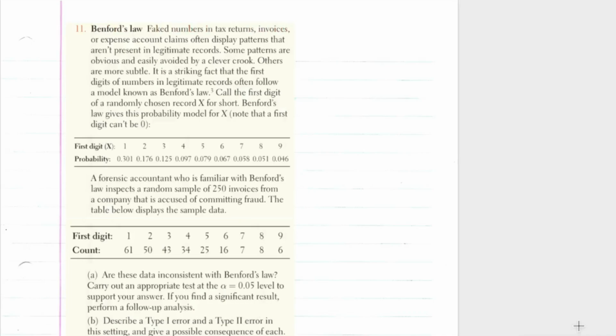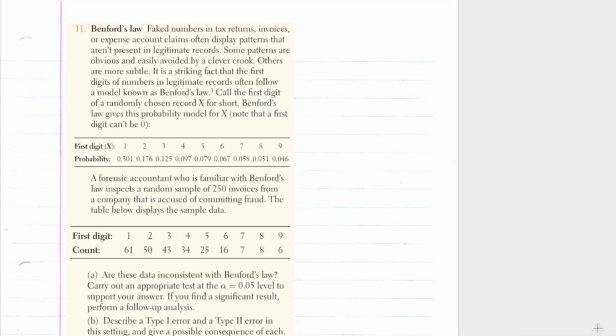Benford's law. Fake numbers in tax returns, invoices, or expense account claims often display patterns that aren't present in legitimate records. Some patterns are obvious and easily avoided by a clever crook. Others are more subtle. It is a striking fact that the first digits of numbers in legitimate records often follow a model known as Benford's law.